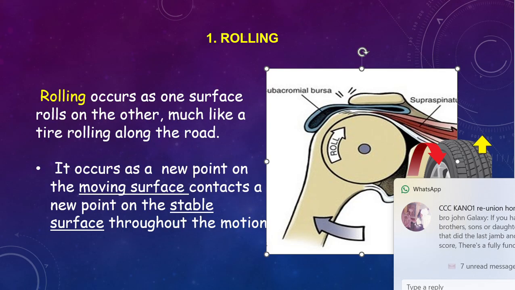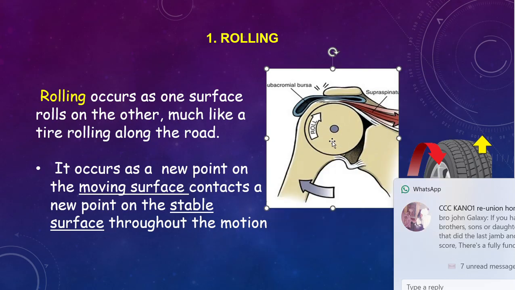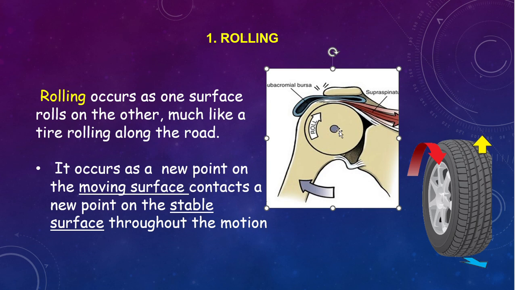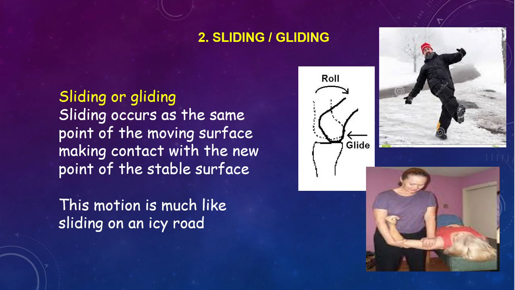So rolling is basically described as a movement in which a new part on the moving surface is making contact with a new part on the stable surface. And take it from me, all the joints in the body have some element of rolling when they are moving, whether in joints or ball and socket joints. It might be small, it might be big. Some joints naturally exhibit large rolling and small gliding. Some do big gliding and small rolling, but they all have a component of rolling and gliding. You understand? Then we look at the second type of arthrokinematic movement, which is called sliding or gliding.